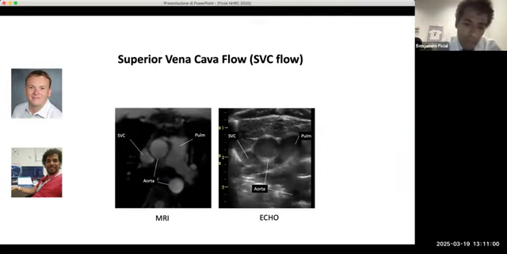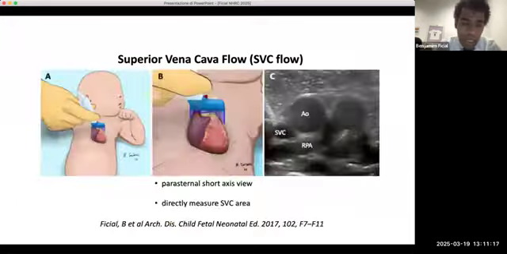prompted us to take a closer look at the SVC. As you can see, the SVC area is oval or crescent-shaped rather than circular. And we decided to measure directly the area of SVC from a parasternal short axis view of the great vessels. And then we decided to assess the blood flow velocity from a suprasternal view.